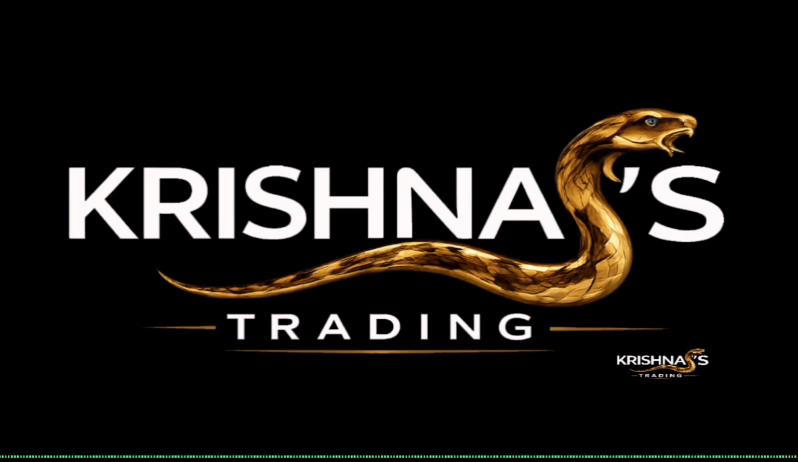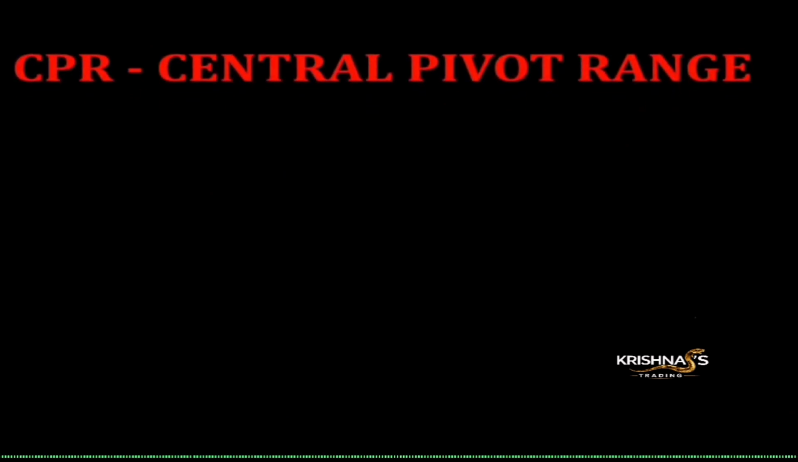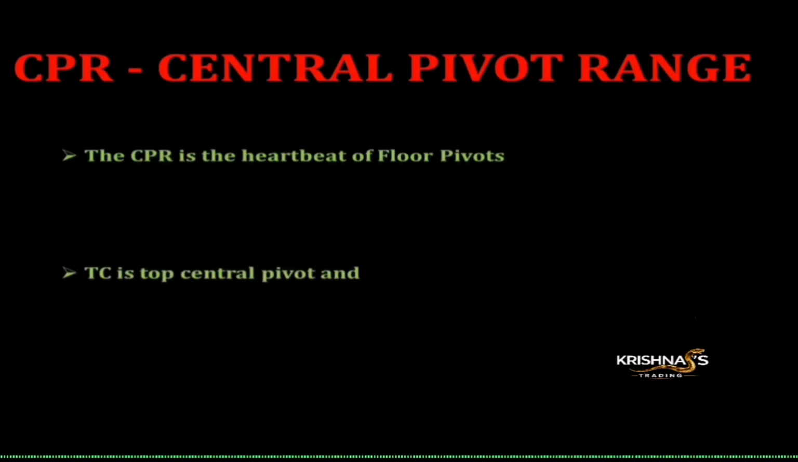In this video, I am going to tell you about the CPR indicator. What is CPR? Is it a lagging indicator? The CPR indicator is called the Central Pivot Range, which is not a lagging indicator, it is a stable indicator. Remember, the CPR is the heartbeat of floor pivots.